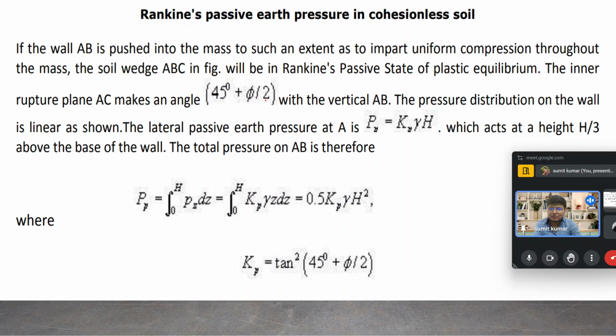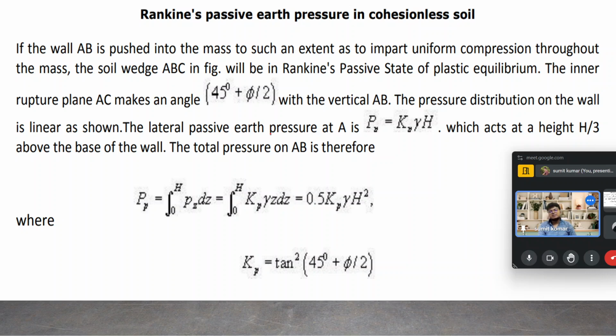When we talk about cohesionless soil, the value of 2c root kp gets eliminated. In that case the wall AB is pushed into the mass to such an extent as to impart uniform compression throughout the mass, and the soil wedge ABC in the figure will be in the Rankine passive state of plastic equilibrium. The inner rupture plane AC makes an angle of 45 degrees plus phi by 2 with the vertical AB, and the pressure distribution on the wall is linear as shown.